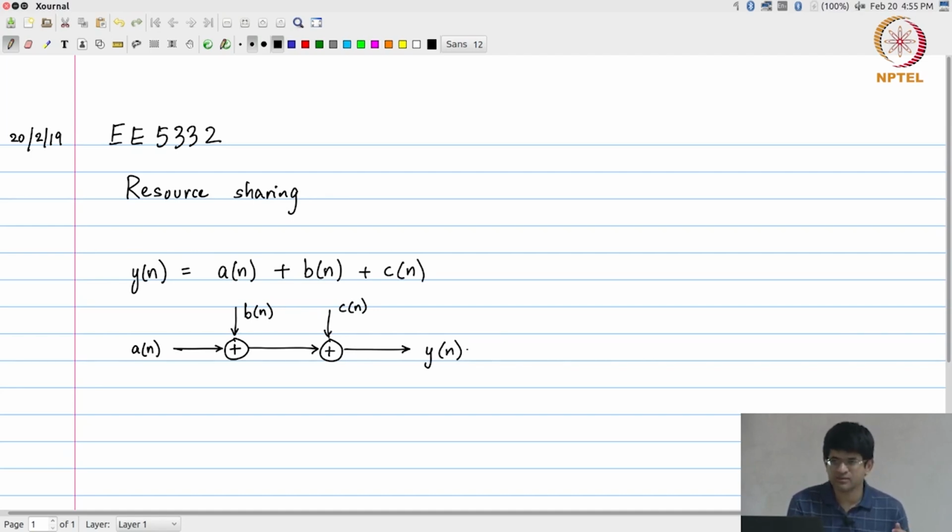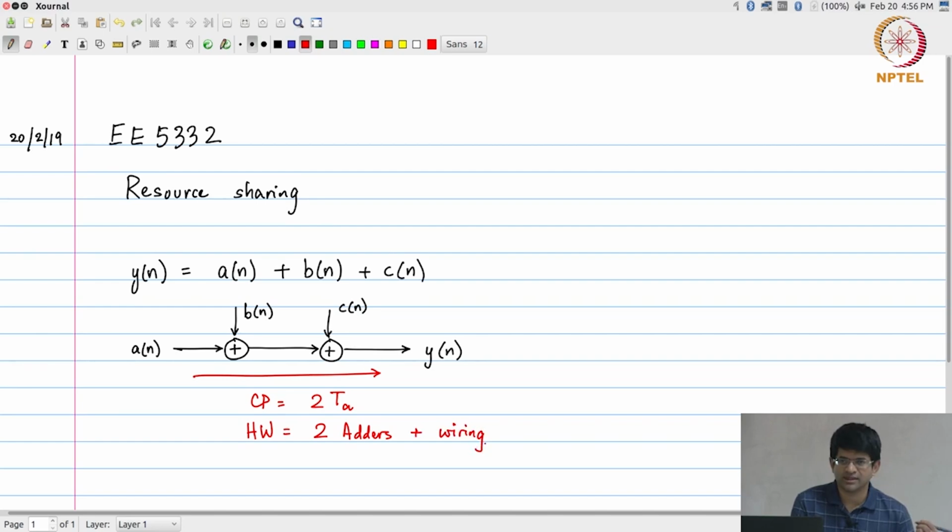Now obviously in terms of critical path, what I have is twice the delay of an adder, and the hardware requirement is 2 adders plus some wiring.